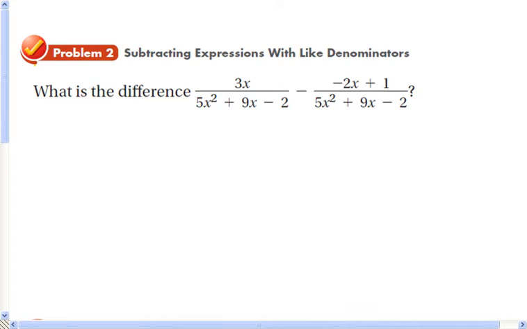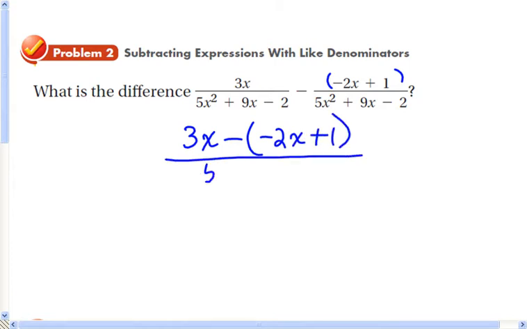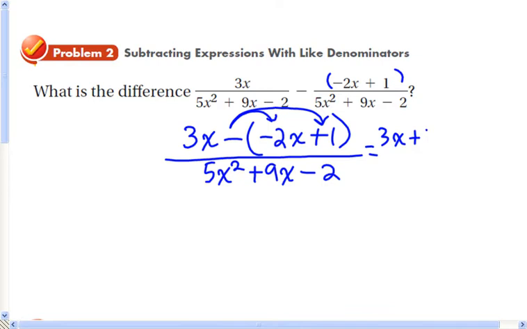Alright, and when we're subtracting, just one thing to keep in mind, you're actually subtracting this quantity here. So if I rewrite this expression, I'm going to have 3x minus the quantity 2x plus 1 all over 5x squared plus 9x minus 2. And when you simplify that, you have to distribute that negative sign. So I get 3x minus negative 2x, which would be the same as plus 2x, and then minus 1 divided by 5x squared plus 9x minus 2.